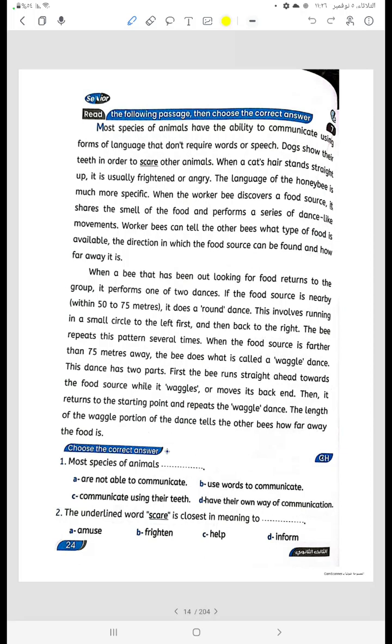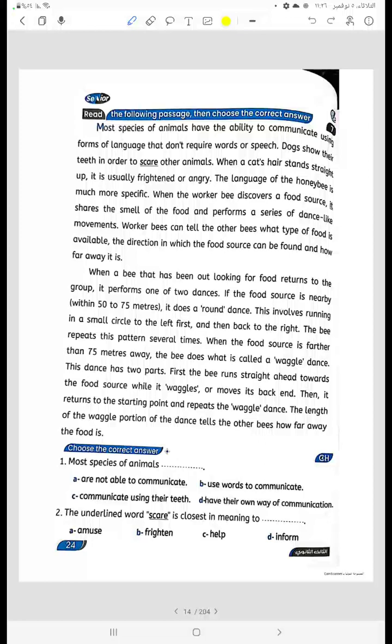Worker bees can tell the other bees what type of food is available, the direction in which the food source can be found, and how far away it is. يعني بيقولوا ايه نوع الأكل الموجود وكمان بعيد قد ايه.